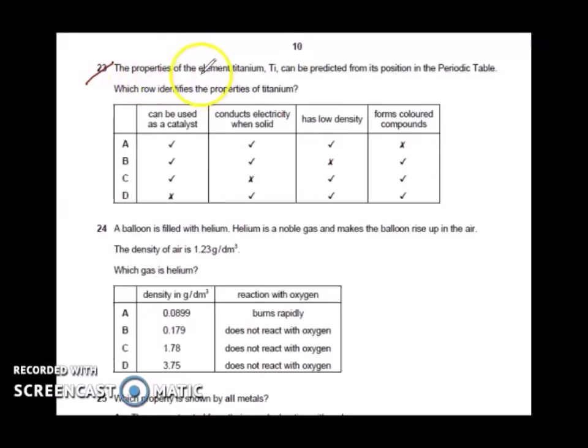Okay, the property of the element titanium can be predicted from its position. Okay, titanium is a transition element. Transition elements, yes, obviously can be used as a catalyst. Conducts electricity, yes, it is a metal. It forms colorful compounds, yes. And then it has a high density because it is a metal. Okay, it is a metal here, so it should be B. Everything is right except for this.